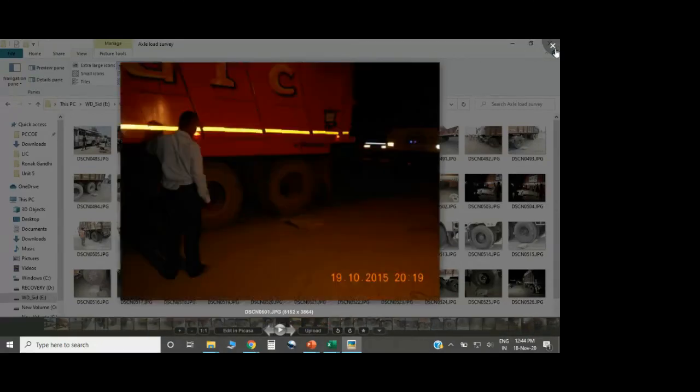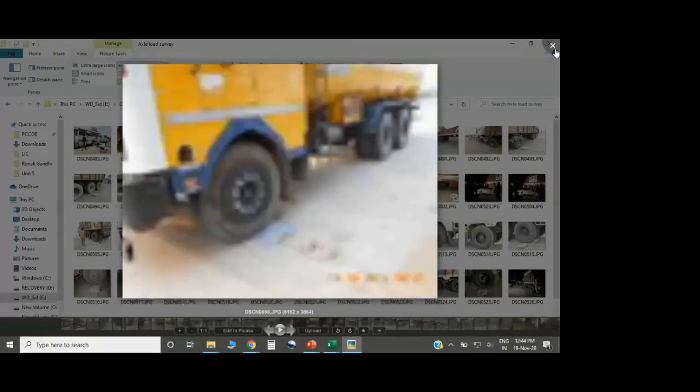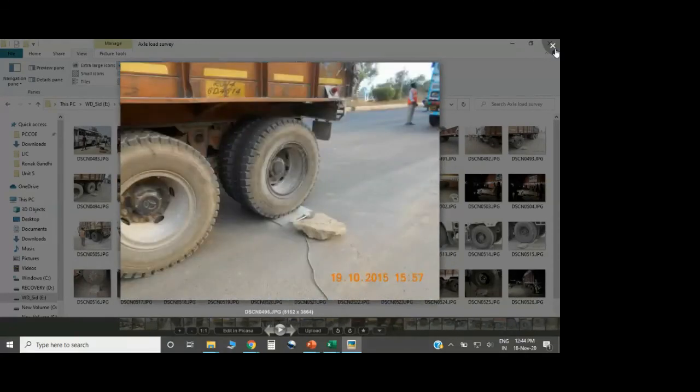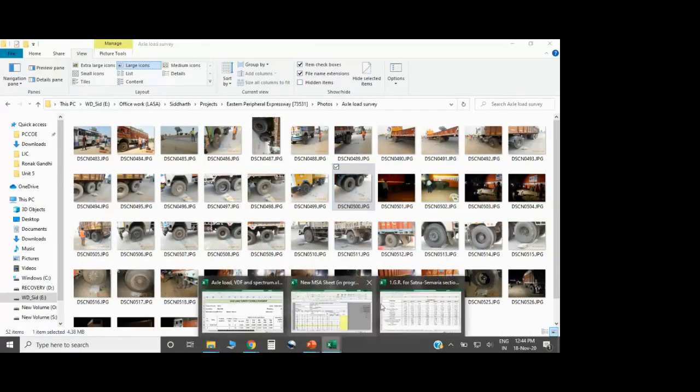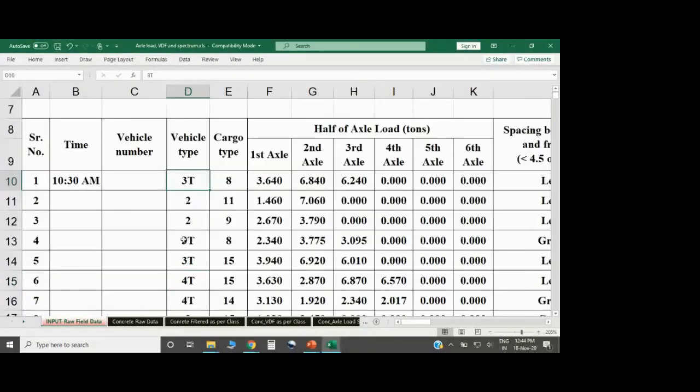Similarly, I'll show you the tridem axle. This is the tridem axle. In this photograph, you see 3 wheels that are closely spaced. So this is an example of a tridem axle. In this way, you have to code all your vehicle types, whatever the configuration. We also noted the cargo type.